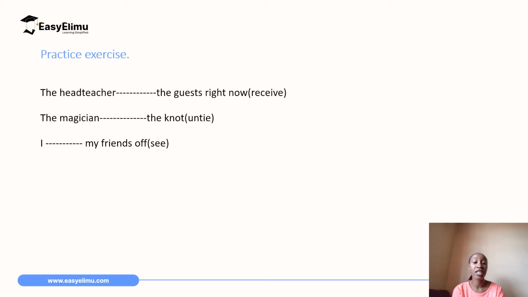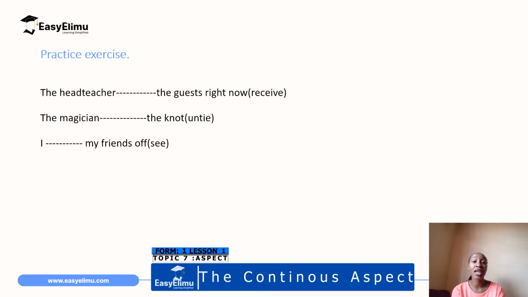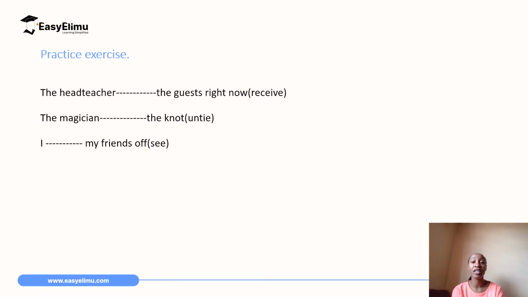The magician dash the knot. The word in brackets is untie. So we start, the auxiliary will be is. The magician is untying. The word untie ends in IE, so we drop the IE. We add YING to form untying. So the magician is untying the knot.